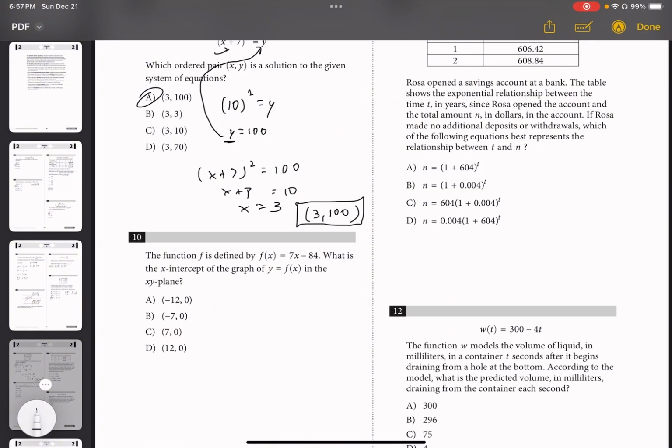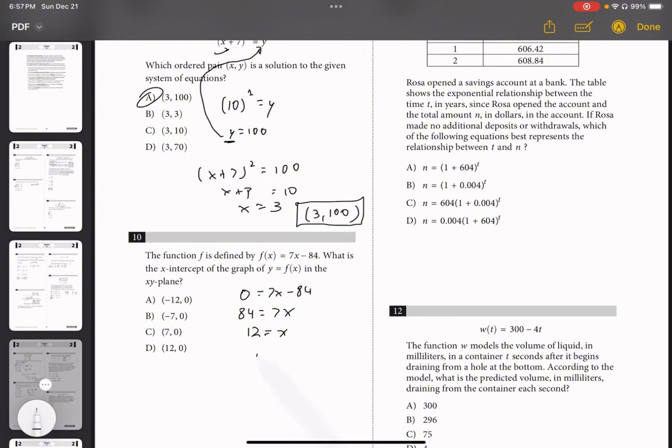Question 10, the function f is defined by f of x is equal to 7x minus 84. What is the x-intercept of the graph of y is equal to f of x in the xy plane? Okay, so if we're looking for the x-intercept, that means the y value is going to be equal to 0, and then we set that equal to our equation. So we have 84 is equal to 7x. So x is going to be equal to 12.